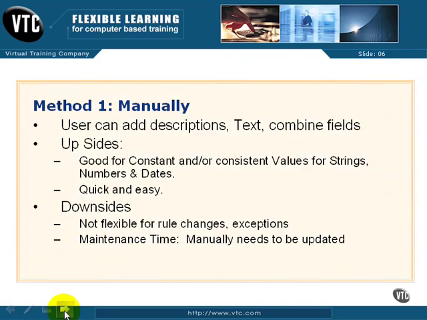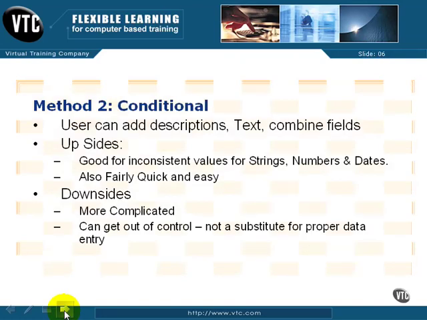The first one you should recognize is manually. The user can add descriptions, text, combine fields using the formula editor. The upside of this is that it's good for constant and/or consistent values for strings, numbers, and dates. It's quick and easy. The downside is it's not very flexible for rule changes or exceptions, and the maintenance time. Every time something changes, you have to manually update all of your formulas.